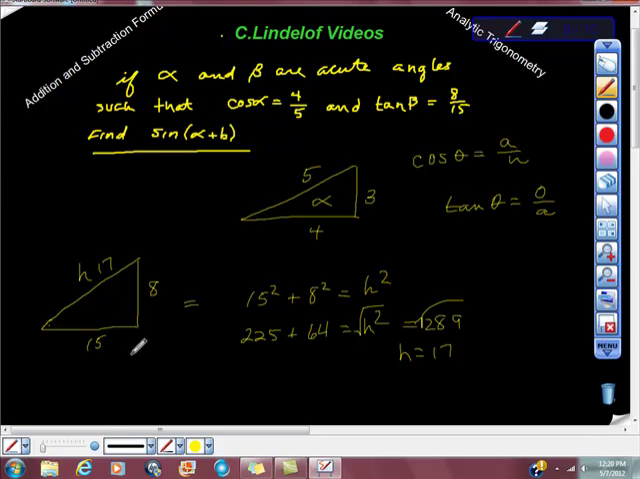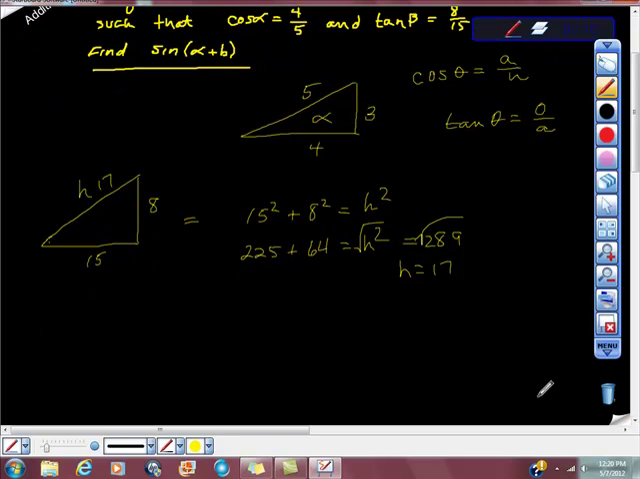Why do we need this? Because we're going to be able to pull our trigonometric values out of this. So that was my whole goal there. So I'm going to start working on this a little bit here. So remember that our question was to find sine of alpha plus beta.